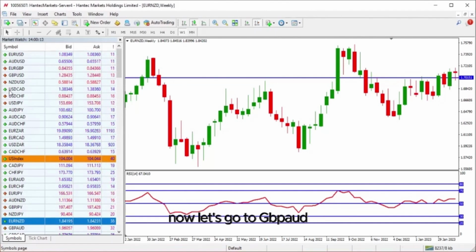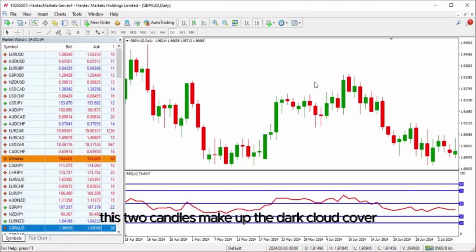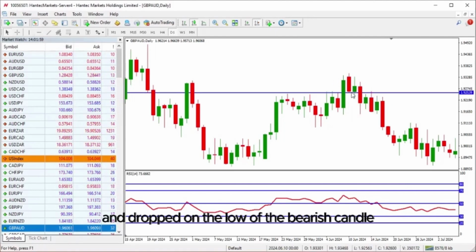Now, let's go to GBP/AUD. The GBP/AUD daily time frame printed a dark cloud cover. This is a dark cloud cover. These two candles make up the dark cloud cover. So what do we do? We pick a horizontal line and drop it on the low of the bearish candle that formed the dark cloud cover. When we do that, we go to the smaller time frame and we wait for a break of the line. We wait for a candle that will open and close below the line. Then we take entry.